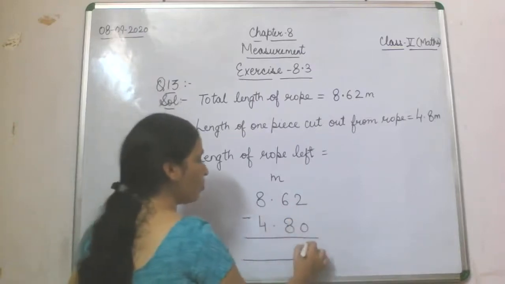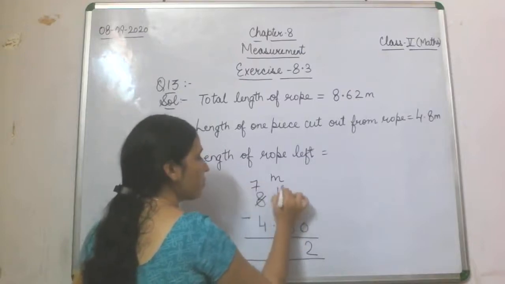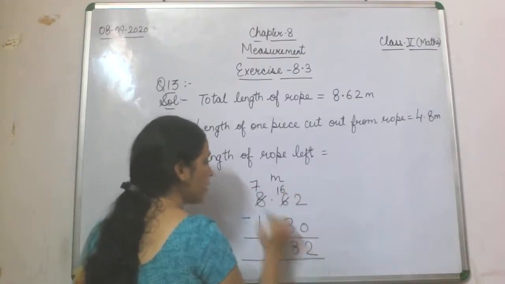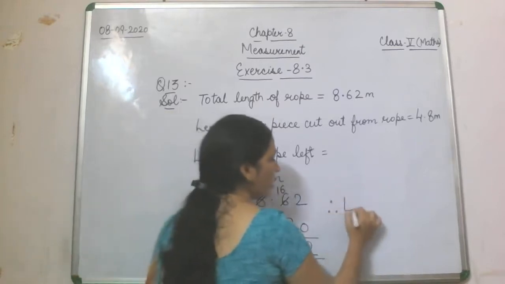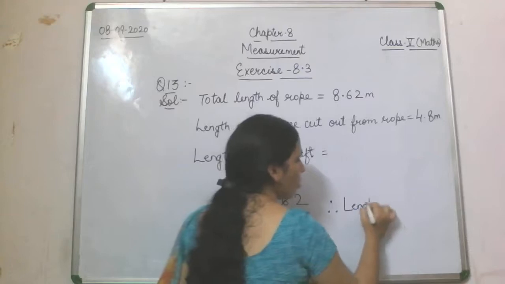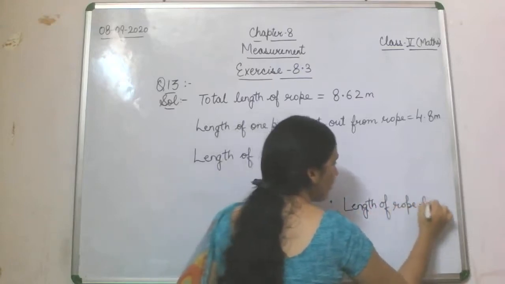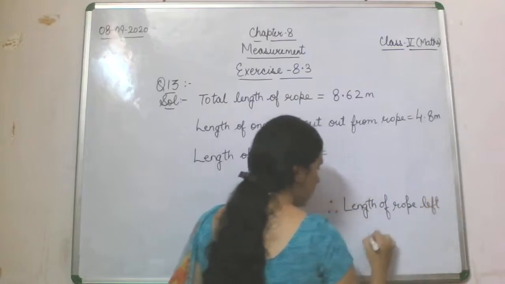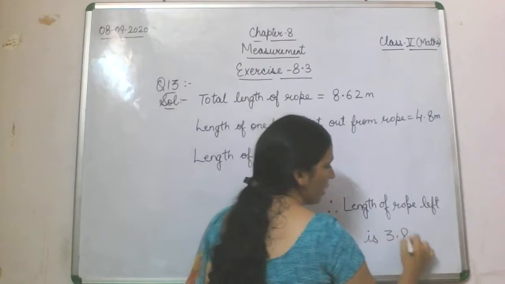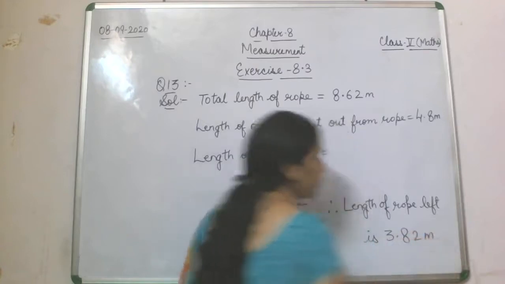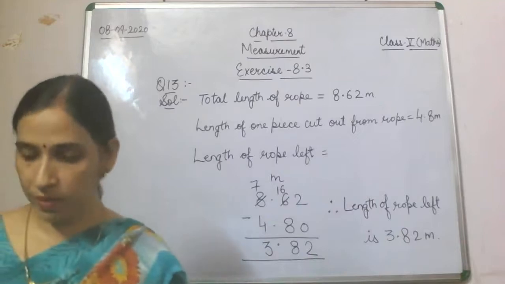Now 2, then 7, and this will become 16 minus 8, 8, 7 minus 4, 3. Therefore, the length of rope left is 3.82 meter. 3.82 meter.